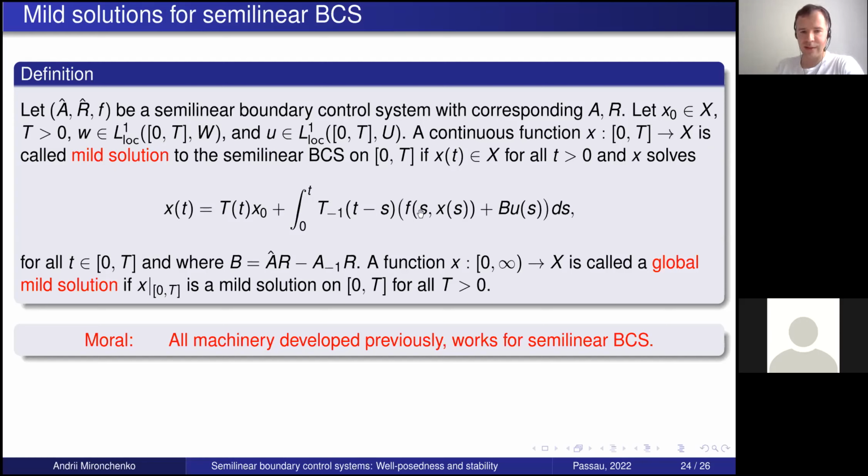Okay, so here should be x of s and w of s. Our nonlinearity. And B here is precisely this operator, which is written here, which is defined by means of the formal system operator and the boundary operator. Well, and what is now good? This basically means that all semilinear boundary control systems can be written as semilinear evolution equations. And this means that everything we have defined previously works for semilinear boundary control systems.